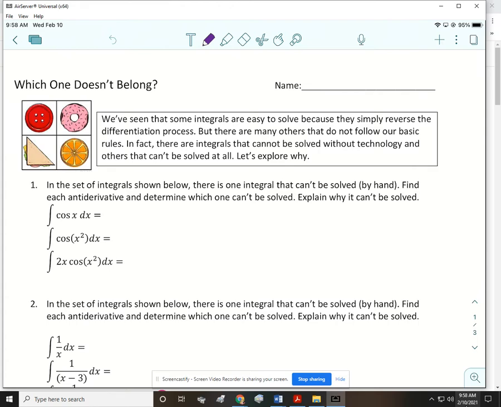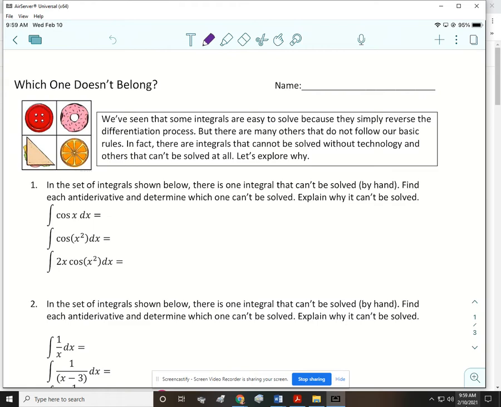So we've seen that some integrals are easy to solve because they simply reverse the differentiation process. But there are others that do not follow our basic rules. In fact, there are integrals that cannot be solved without technology and others that cannot be solved at all. So let's look at why. In this set of integrals below, there is one integral that can't be solved by hand. So we're going to find each antiderivative and determine which one can't be solved, and then we'll explain why.